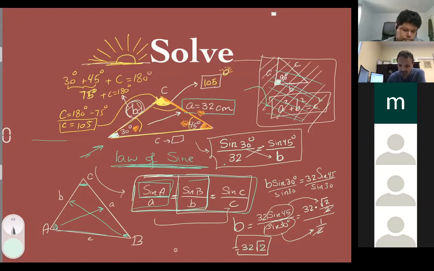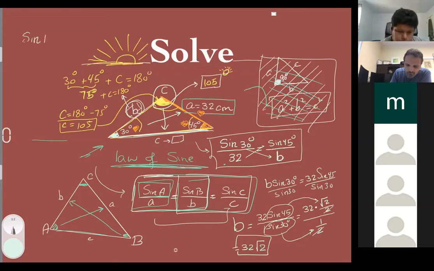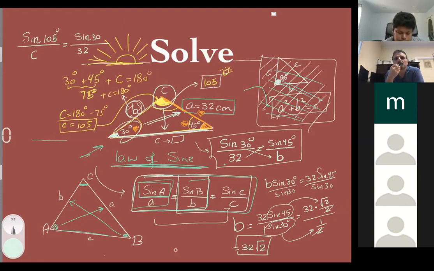What about c now? How do we solve for c? We apply the same thing. Yes, we need to apply the law of sines because we cannot use the Pythagorean theorem. So we're going to say sine of C divided by c, so sine of 105 degrees divided by c equals, and now we have an option. You can say sine of 30 divided by 32, or sine of 45 divided by b. I would pick sine of 30 divided by 32. Correct.